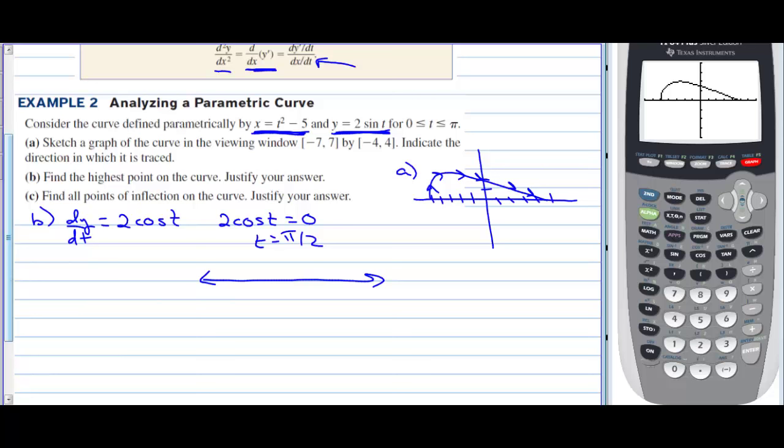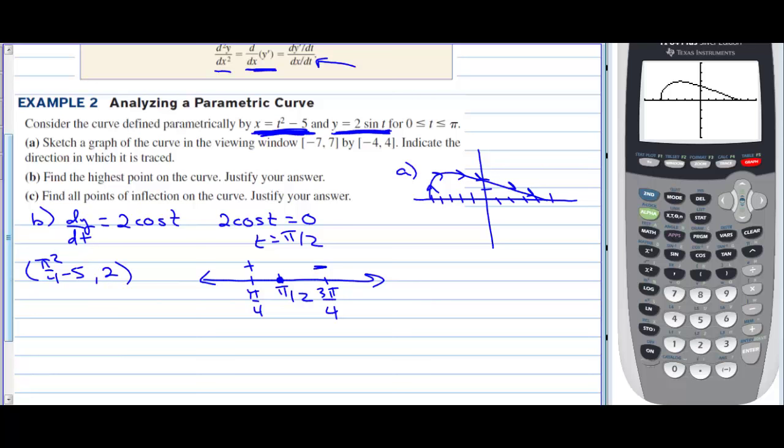So we put pi over 2 on the number line, and we need something before pi over 2, which is pi over 4. And the cosine of pi over 4 is positive square root of 2 over 2. And then how about 3 pi over 4? That's going to be negative. So the first derivative of y changes from positive to negative at pi over 2, but they want the point. So we plug pi over 2 in for t, and x is going to be pi squared over 4 minus 5. And 2 sine of pi over 2 is 2.